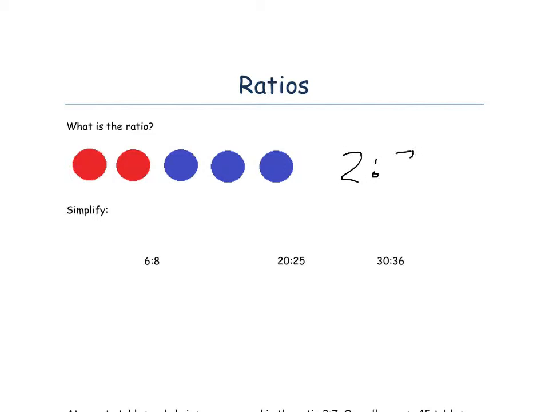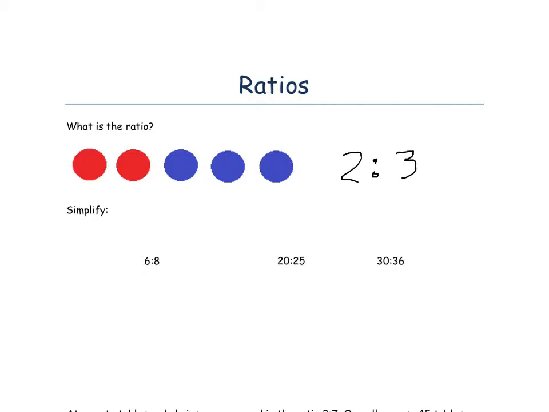Now, how many parts there are in this ratio is a question that's going to be really important when we come to dividing into ratios, which is the real skill that you need to be able to do at your GCSE exam. Well, in this one there are 2 parts that are red beads and 3 parts that are blue beads. So altogether there are 5 parts in this ratio.